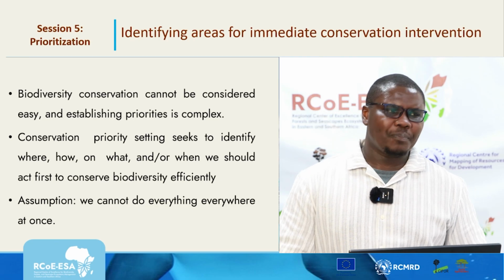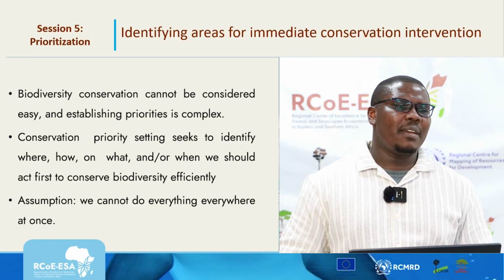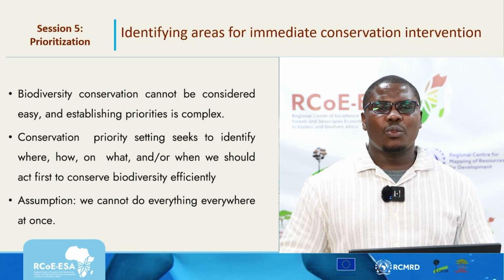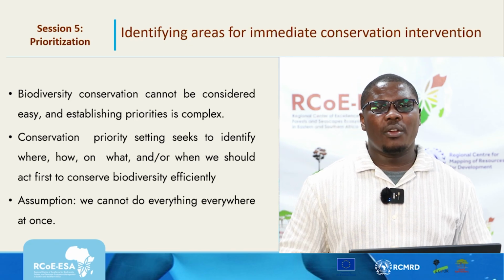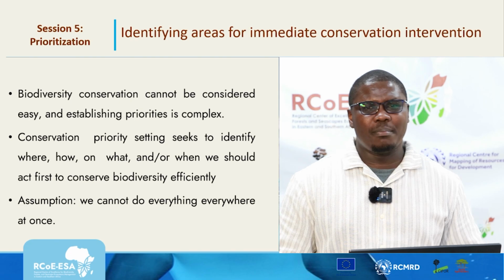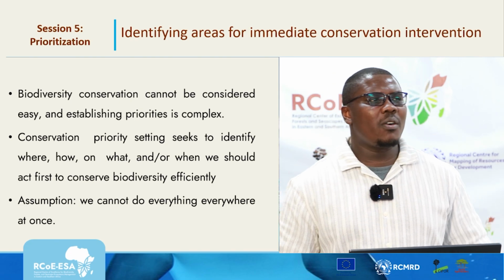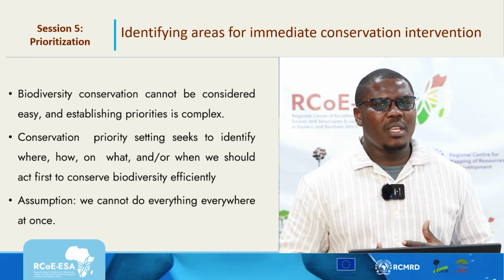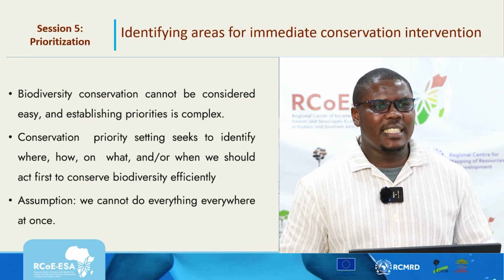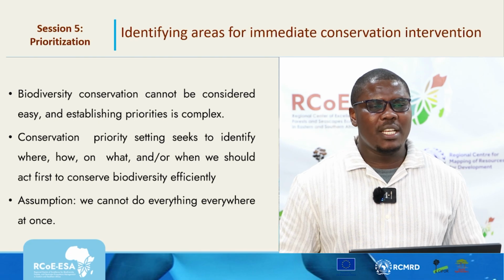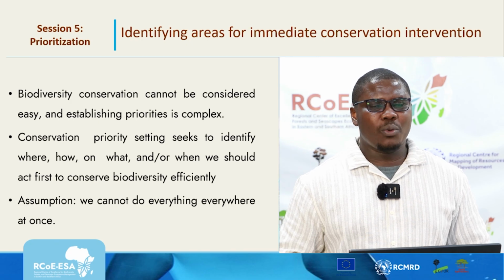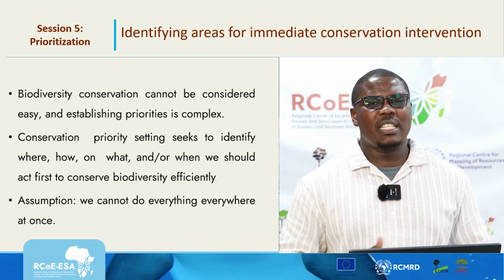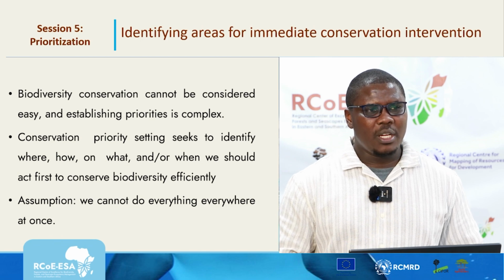So our assumption is we cannot do everything anywhere at once. To be able to maximize the resources that we have, the skills that we have, we need to prioritize an area. Referring to the previous session on tracking illegal activities, unless a certain animal is threatened due to illegal activities, you might want to prioritize that rather than the one that's in huge numbers. That's what we mean when we're talking about conservation prioritization.